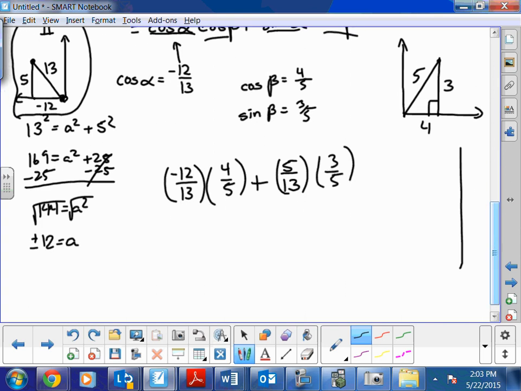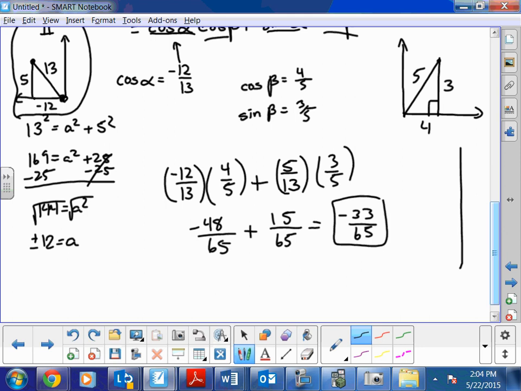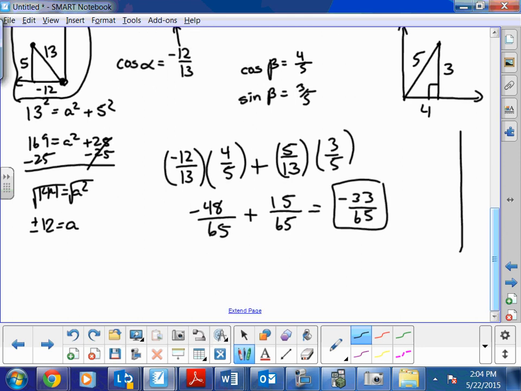And let's simplify. This is going to become negative 48 over 13 times 5, which comes out being 65. So we'll have 65 there, plus 15 over 65, which means we get one solid fraction, which is going to be negative 48 plus 15, which comes out being negative 33 over 65. And there's your answer. So, solved. Lovely. Let's go ahead and move on to the next one.